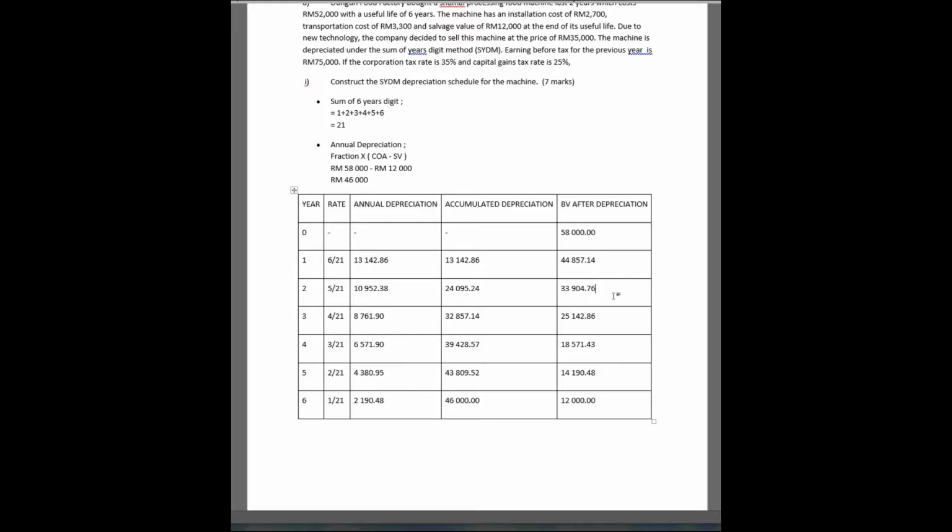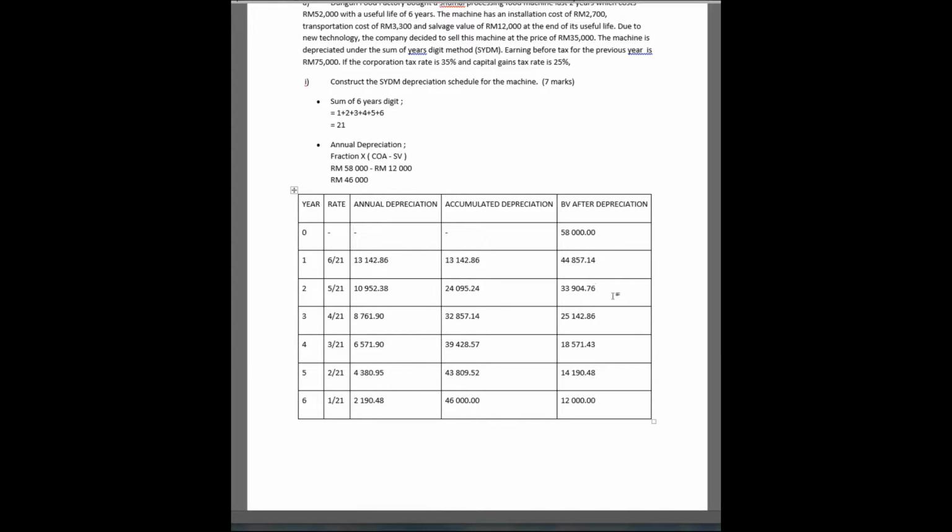For the third year, the rate is 4 per 21. The annual depreciation is 8,761 and 90 cents. Accumulated depreciation is 39,428 ringgit 57 cents, and book value after depreciation is 18,571 and 43 cents. For the fifth year, the rate is 2 per 21.